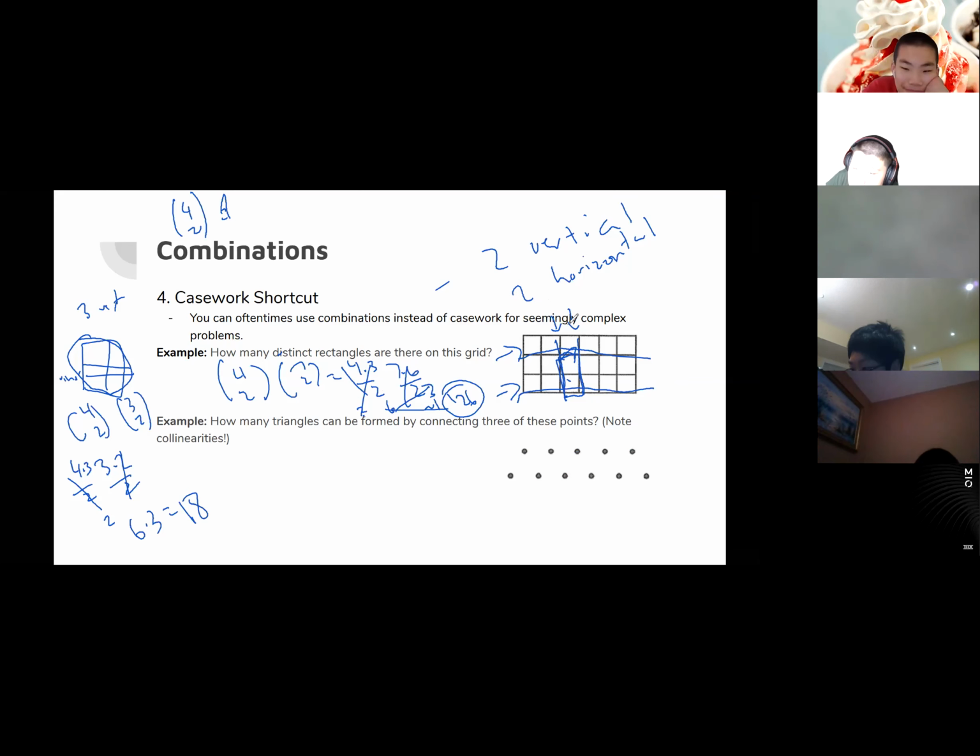So in this case, those are these 2 and these 2. And what this means is that we have 4 choose 2 options for the 2 horizontal ones, 7 choose 2 for the vertical ones. 4 choose 2 times 7 choose 2 equals 6 times 21 equals 126. For the triangle ones, I'm just going to go over it now since we're sort of running out of time at this point.